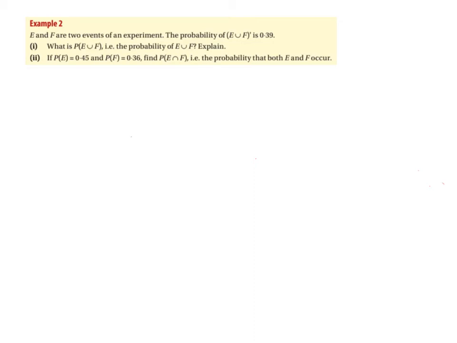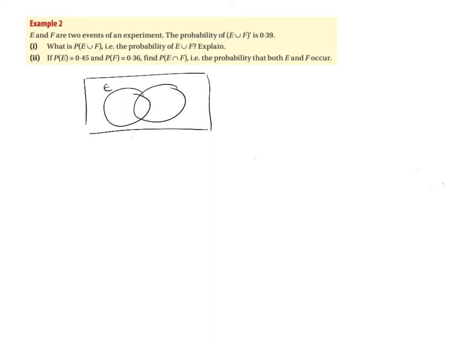The first thing I'm going to do is just draw the sample space. Okay, so we have E, we have F, and we are told the probability of E union F complement is equal to 0.39. Well, E union F is all of this, so it's this area here. And we are told complement, which means that we don't want whatever's in this bracket, we don't want this, which means that 0.39 is this bit here.